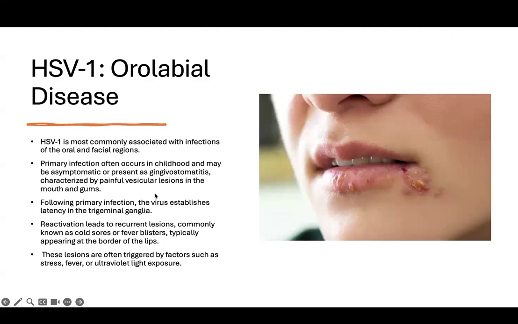As I said, HSV1 is more the orolabial disease. It really goes mostly in your mouth. It's present in the gingiva, in the gums. You really get these fluid-filled blisters all over the mouth or in your gums. And again, as we said, it loves to establish latency in the trigeminal ganglia. Once it goes into latency there, it stays there for the rest of your life. So basically, they're not able to be removed.